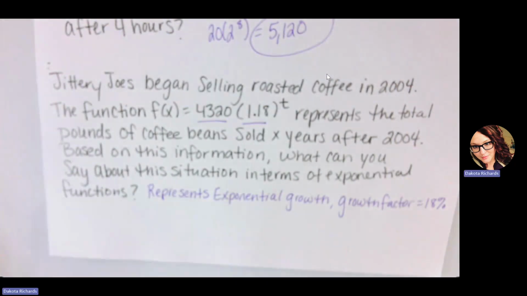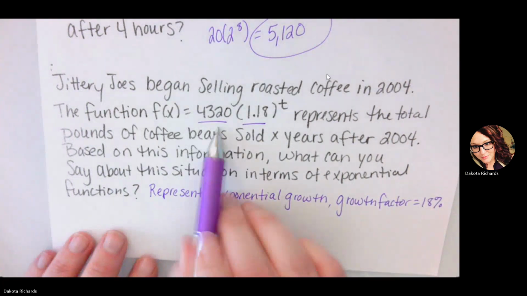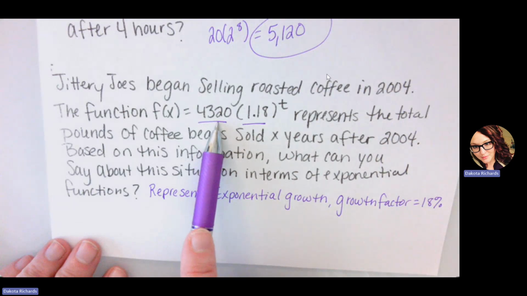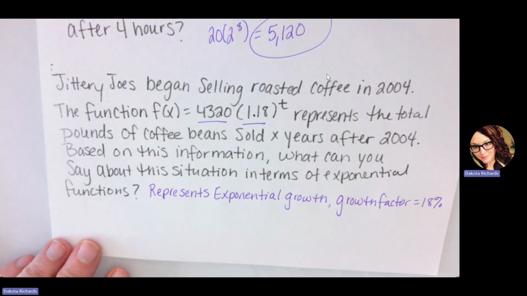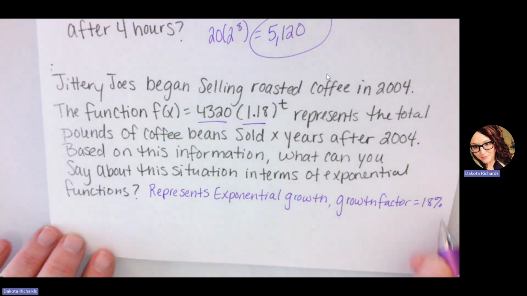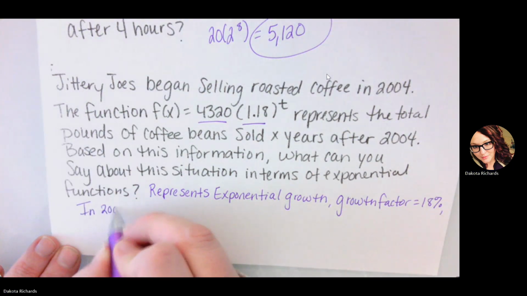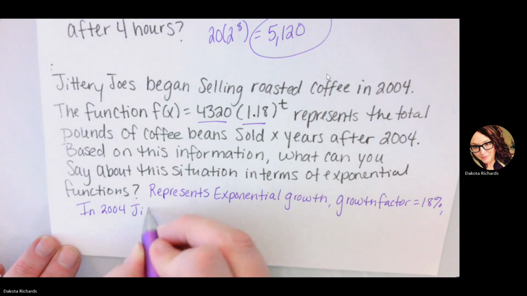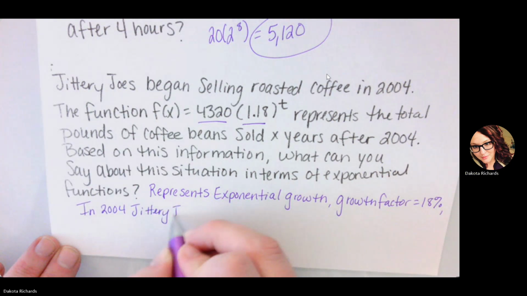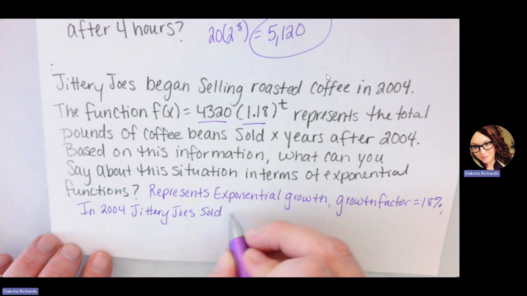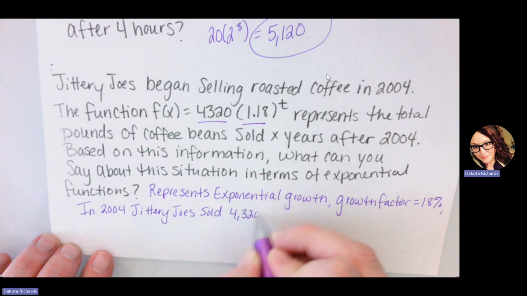We know the growth factor is 18%. And then in 2004, how many coffee beans did they sell? When they first started? What was their initial? Yeah, so this means in 2004, Jittery Joe's sold 4,320 coffee beans.